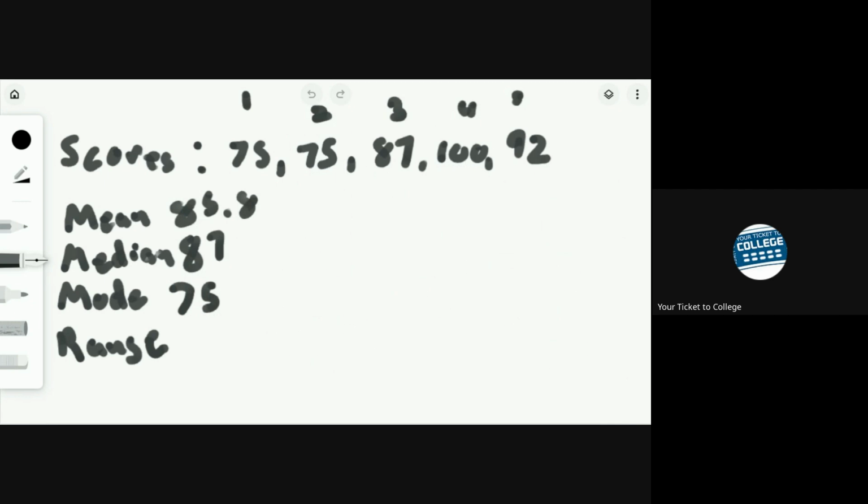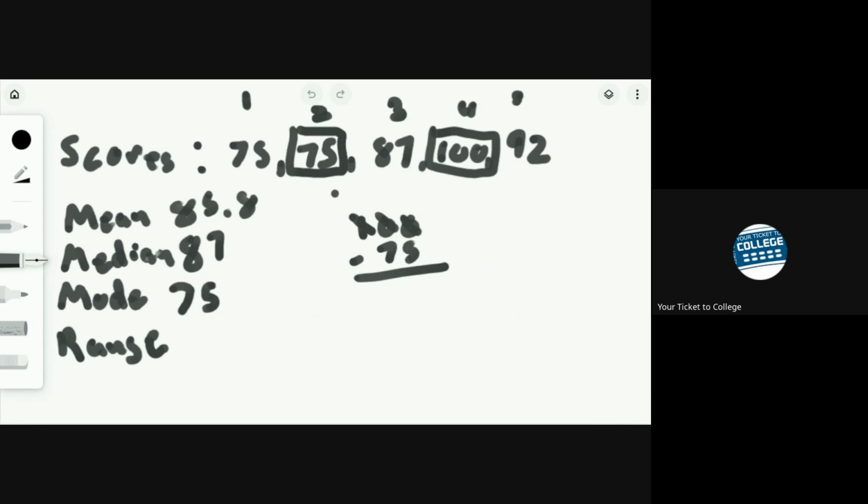In this case, the way we're going to find it is we're going to take our highest number, in this case 100. And from that, we're going to subtract our lowest number, in this case 75. So we do all the borrowing. So that's 0, that becomes a 9, 10, so 5, 25. So the range here is 25. But the way the teacher might describe it in this scenario is, the scores range between 75 and 100. It tells us our lowest, our highest, and how spread out our numbers are.